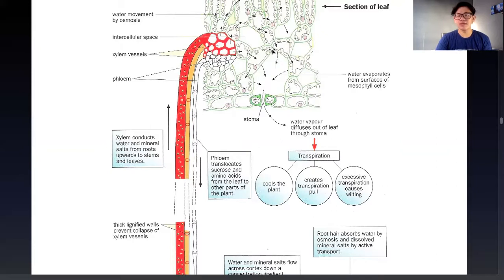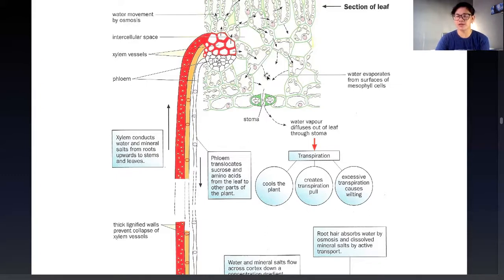And how do they get replaced? They are replaced by the water from the surrounding cells. So the water from the surrounding cells will evaporate into the air spaces here. And because the water from the cells has evaporated into the air spaces, the water in the cells needs to be replaced. Where do they get it from? They get it from the xylem. So the water from here gets pulled here.